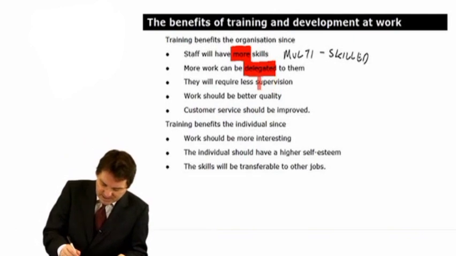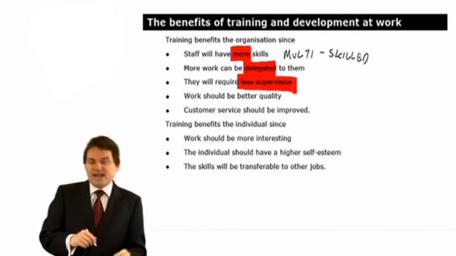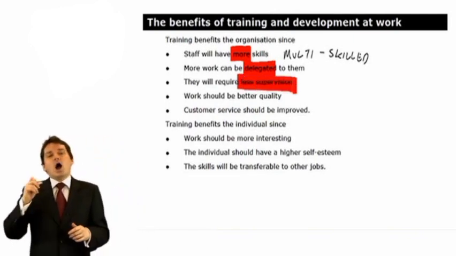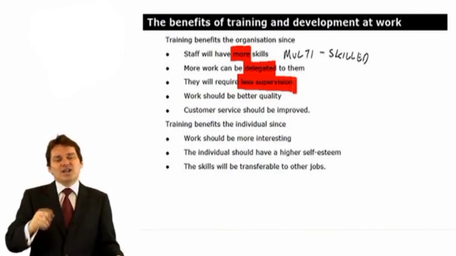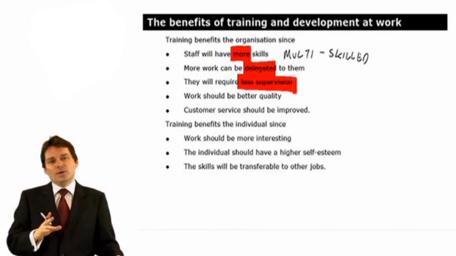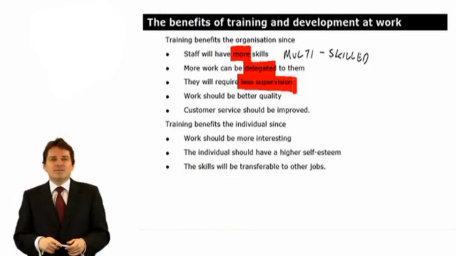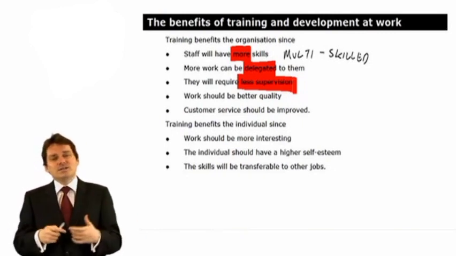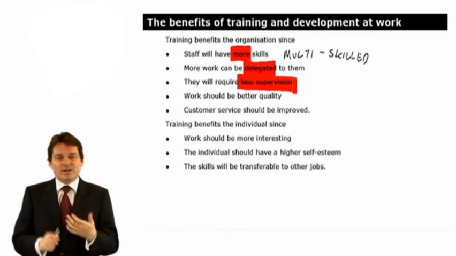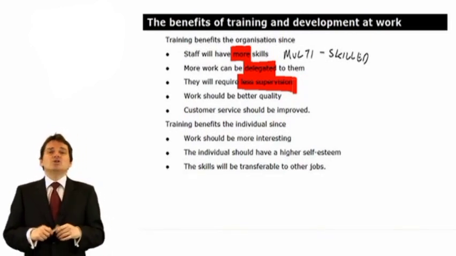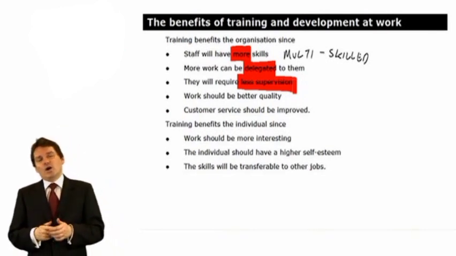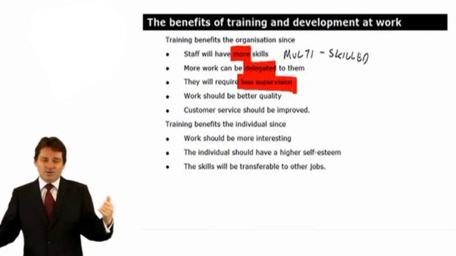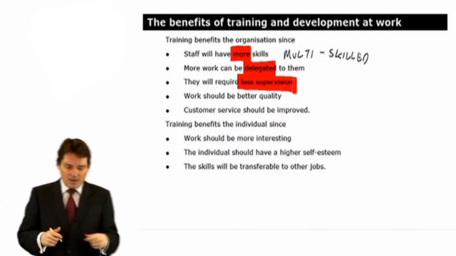The third, which is sort of similar, less supervision. If I tell you how to do something, I might have to stand over you and watch you doing it to make sure you don't make any mistakes. That obviously means there is nothing else that I can do with my time. So if I train you properly, you can get on and do the things on your own. Again, I can go off and do something more useful.